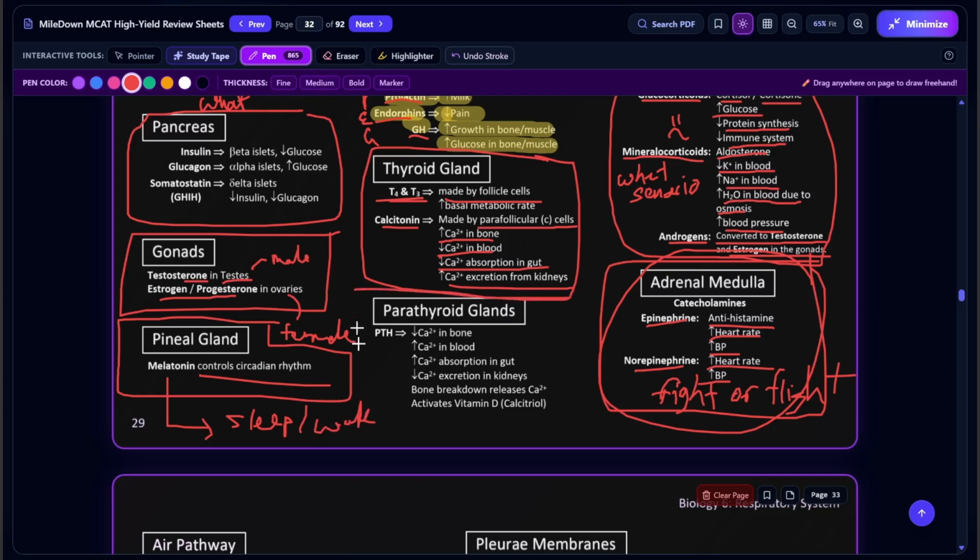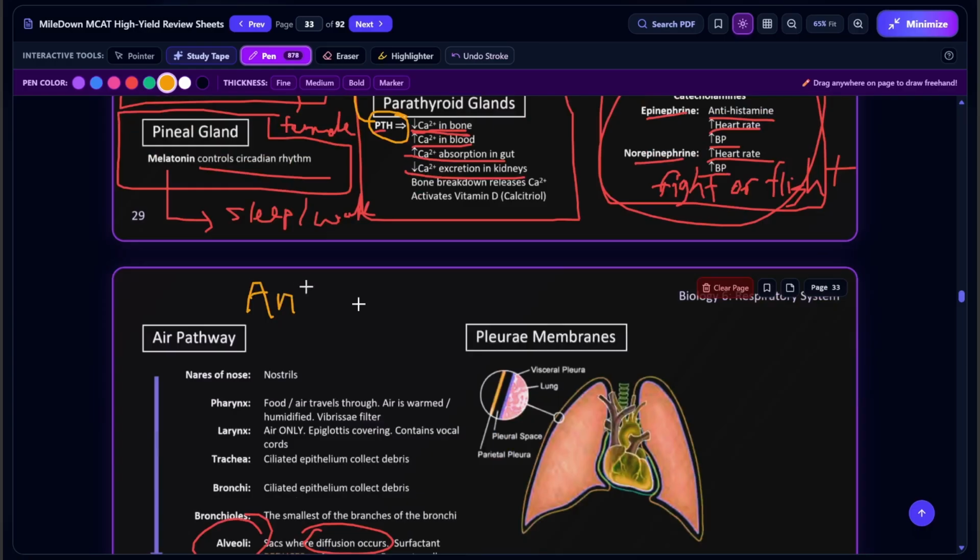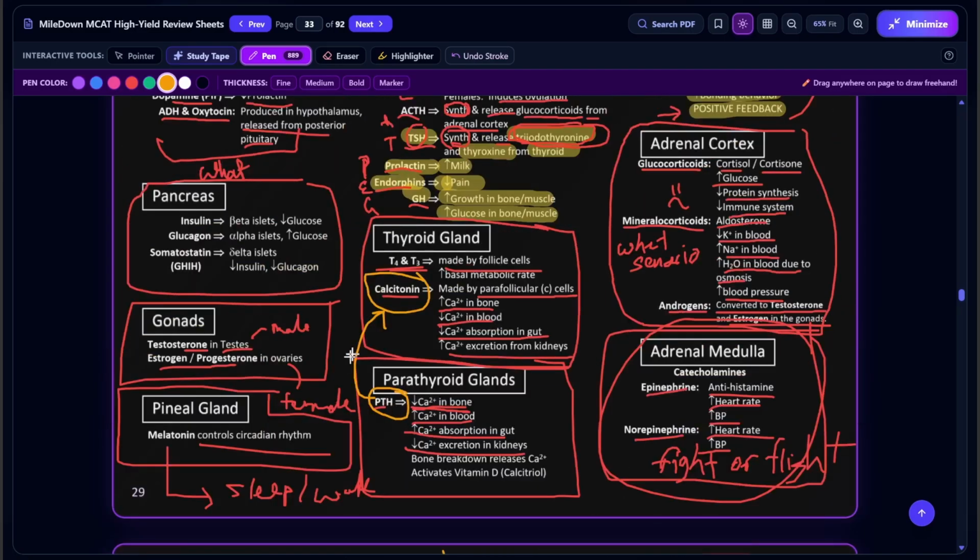And then there are the parathyroid glands, which release PTH, parathyroid hormone, which increases calcium in your blood. It decreases calcium in your bone, but increases it in your blood, and increases absorption in the gut. So you can think of the parathyroid gland as an antagonist to calcitonin. You want to know about antagonists as well. This hormone has this effect, so what would be its antagonist, or its opposite? It would be PTH. Where one is decreasing calcium in the bone, the other would increase calcium in the bone.